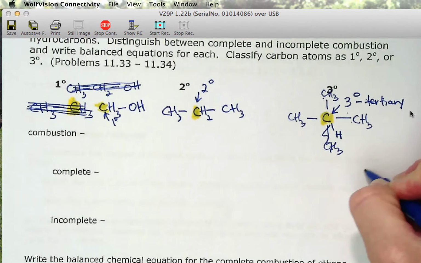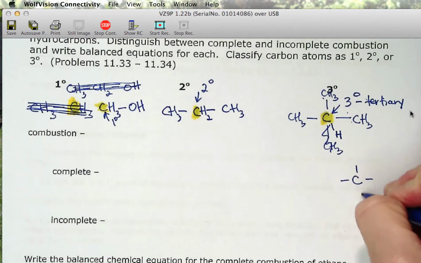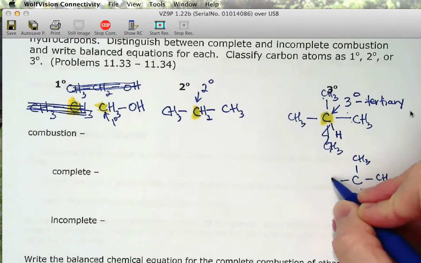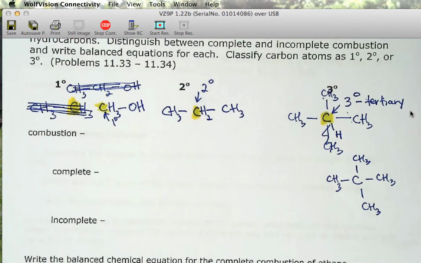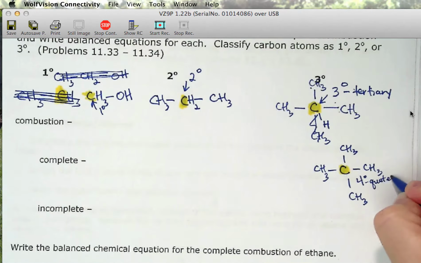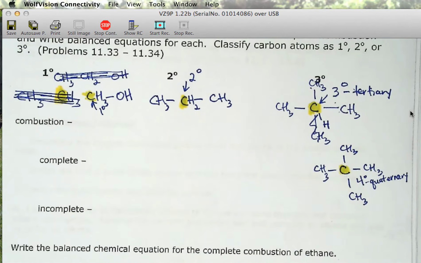Now, if you had a carbon like this one that doesn't have any hydrogens on it, you would say that that is quaternary. But our objective just had us go through primary, secondary, and tertiary. But if you wanted to know, what would it be called if there were 4 other groups? That's quaternary.